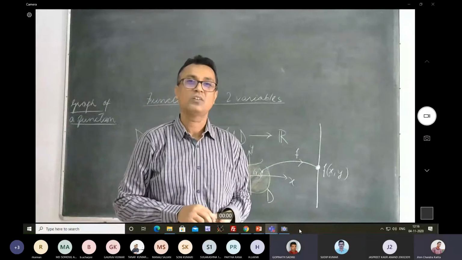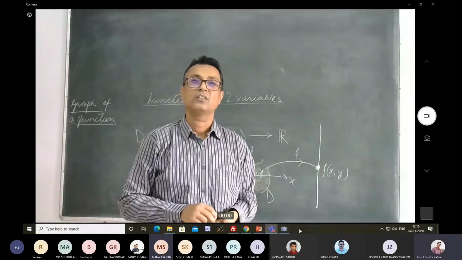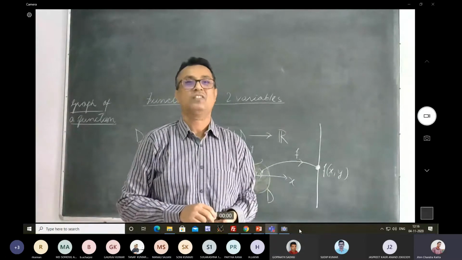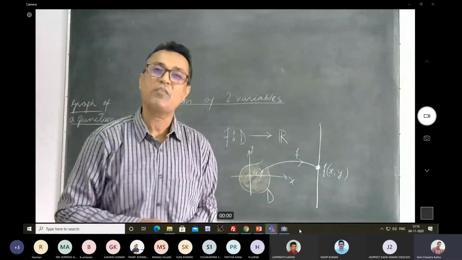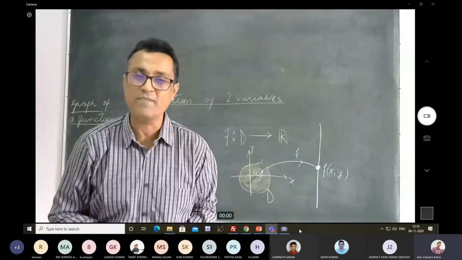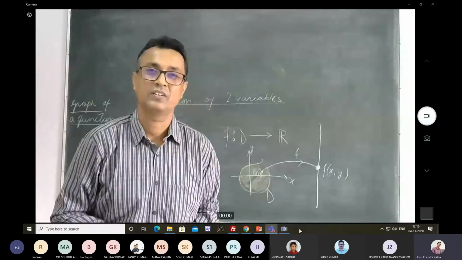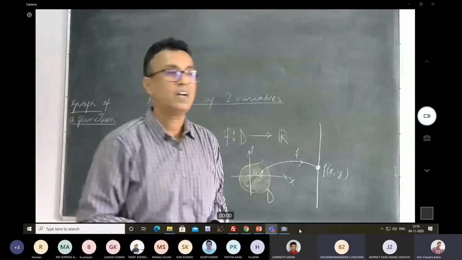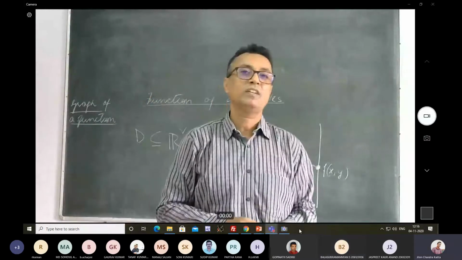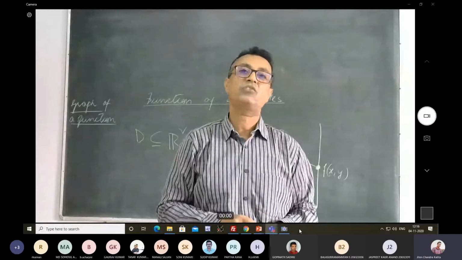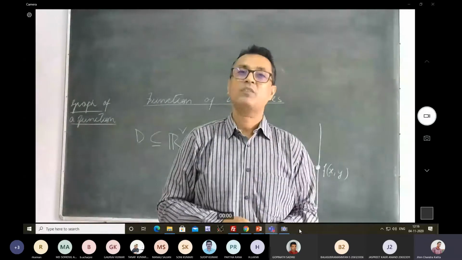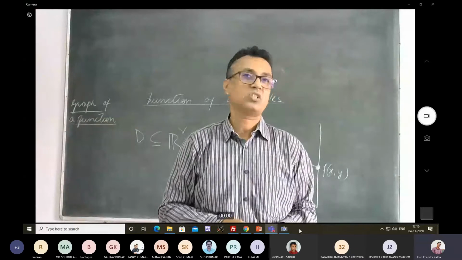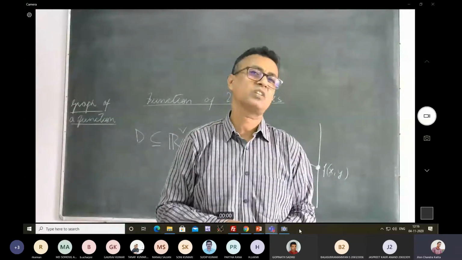Graph of a function of one variable. It is a curve or line, say. Curve to be precise, right? And then the graph of a function of two variables is going to be a surface, right? That surface you are going to consider in 3D space. The surface is going to be generated by a function.